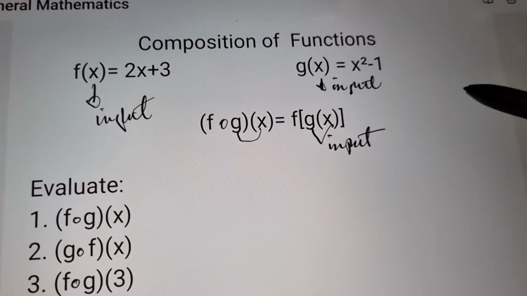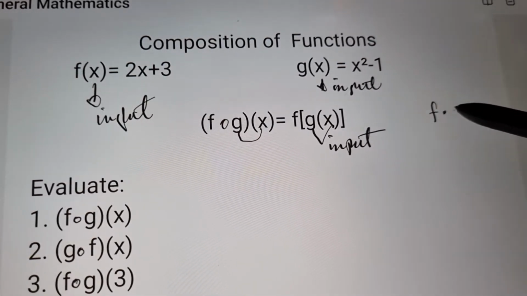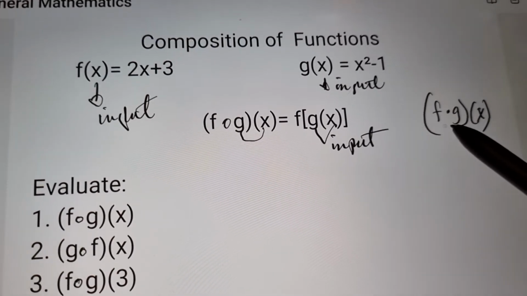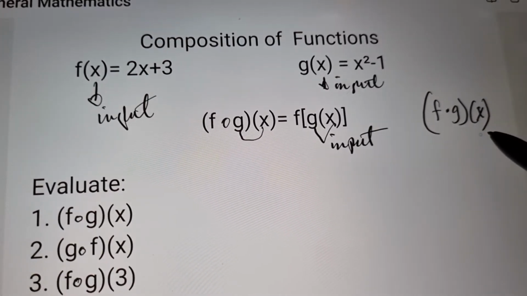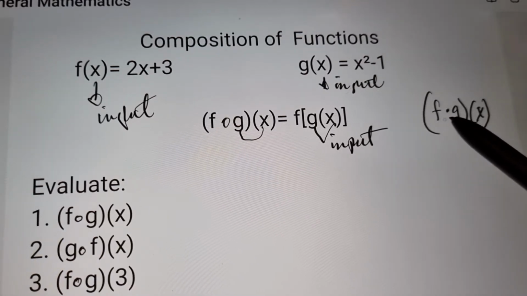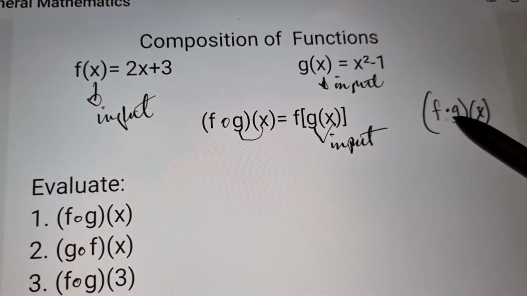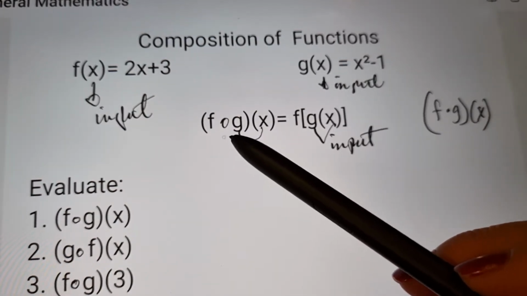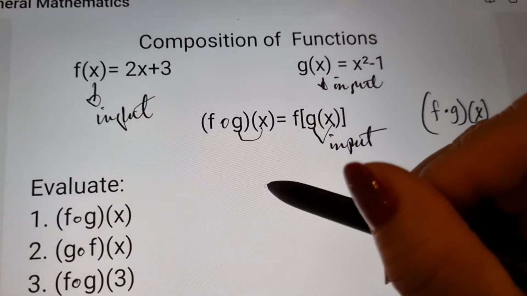By the way, don't be confused with this one. This is f times g of x, this is multiplication. So take note, this one is an open circle, this one is a closed circle. So this is f times g, while this one is f composed of g, or f of g. Okay, so let's have number one.